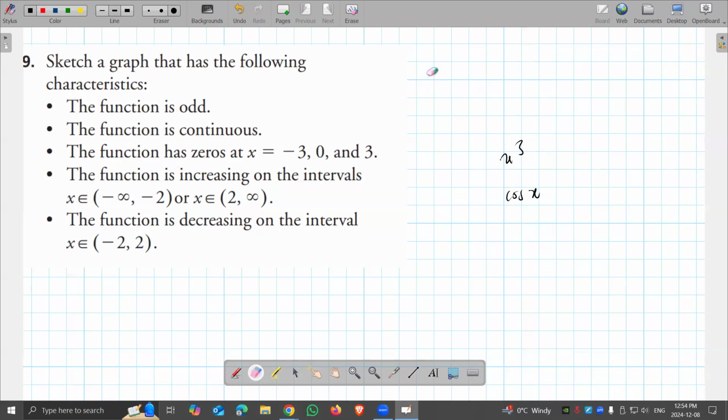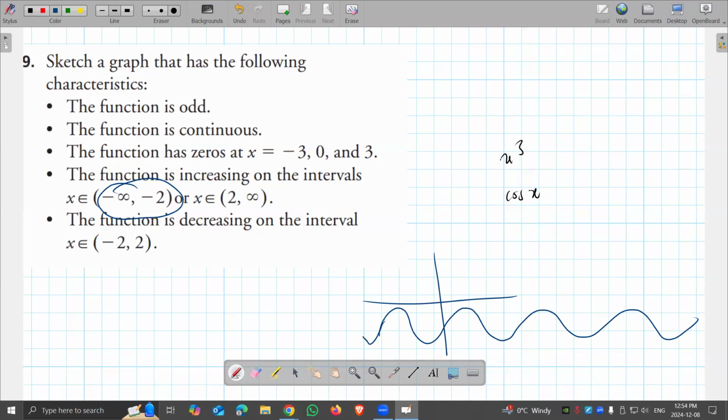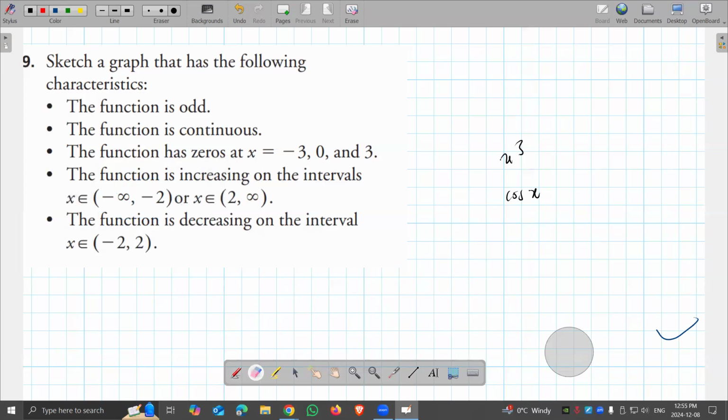The function is increasing on the interval negative infinity to negative 2. So this one, cosine x looks like this. It's always increasing and decreasing, depending on what the period is. This says it's flat out increasing from negative infinity all the way here. That cannot happen for cosine of x. It's just too big of a range. So this function is not cosine, because cosine would increase and decrease multiple times over this range, not just once. It's going to increase, decrease, increase, decrease forever. So the one function that works is x cubed.